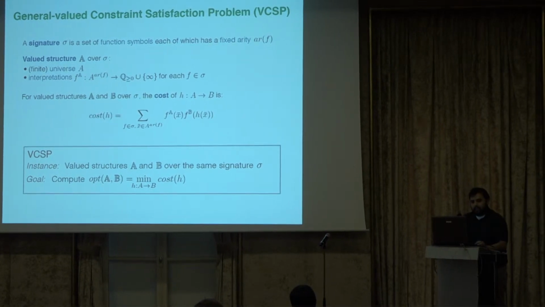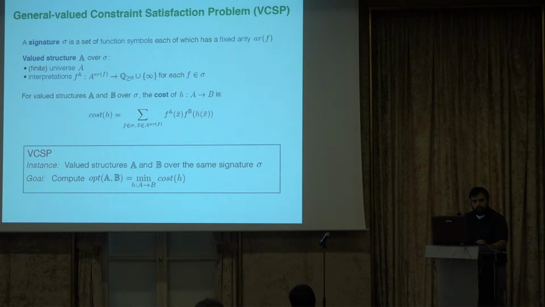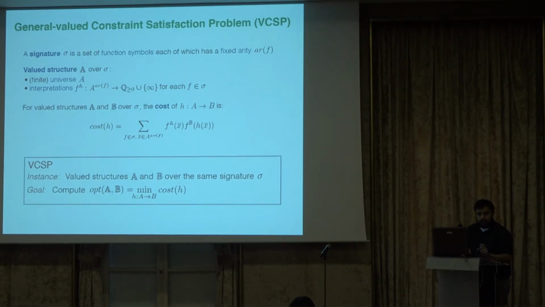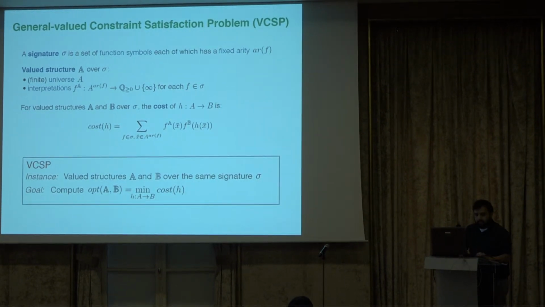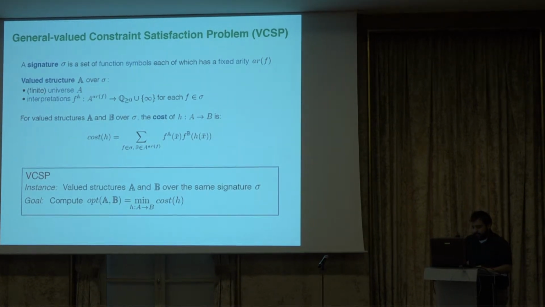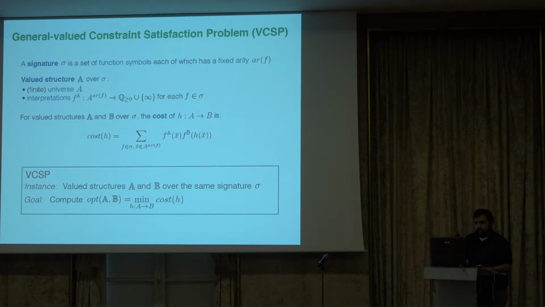A signature sigma is a set of function symbols, each of which has a fixed arity r_f, where f is one of the symbols. A valued structure A over sigma consists of a universe A, which is going to be finite. And we have interpretations for each of the possible symbols f, and one interpretation will map all the tuples of the same arity of f to a value, which is a non-negative rational or infinity.